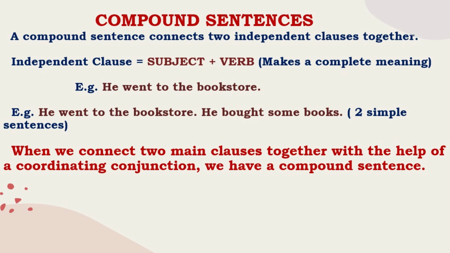He went to the bookstore. This is an example of a simple sentence. It's got the subject he and the verb went and forms a complete thought. Let's take a look at the two sentences here that are closely related. He went to the bookstore, he bought some books. He went to the bookstore has a subject and a verb and forms a complete thought. So does the second sentence. When we combine these two independent clauses with the help of a coordinating conjunction, we have a compound sentence.